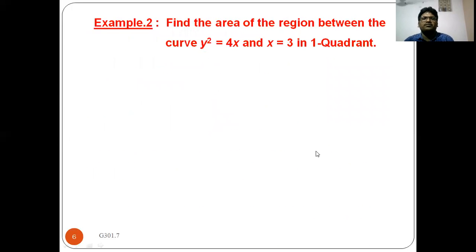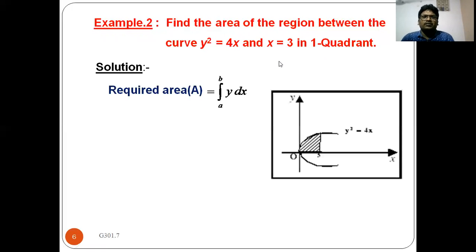Now I want to tell another problem. See the second problem. Find the area of the region between the curve y square equal to 4x and x equal to 3 in the first quadrant. Here the required curve y square is equal to 4x is given, and the limit x equal to 3 is given. We want to find the other limit. The hint given is in the first quadrant, so you have to draw the diagram in the first quadrant, then you will get the other limit also.